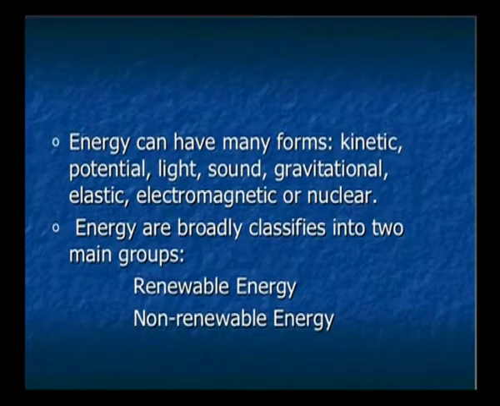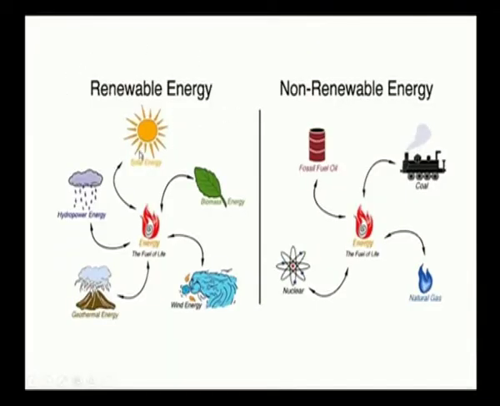If you actually look, energy can have many forms. You have kinetic, potential, light, sound, gravitational, elastic, electromagnetic or nuclear. So you have basically two major classifications. You have renewable energy, something that can be reused again or can be brought back again. Non-renewable is once it gets consumed, it gets transferred to another form, it cannot be brought back to its original form. So the types of renewable energy you have are solar, biomass, wind, geothermal and hydropower, and non-renewable you have coal, natural gas, nuclear to a certain extent and fossil fuel oil.